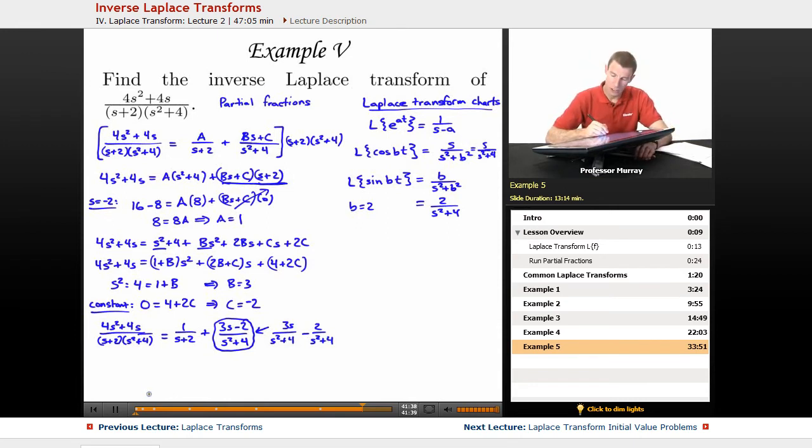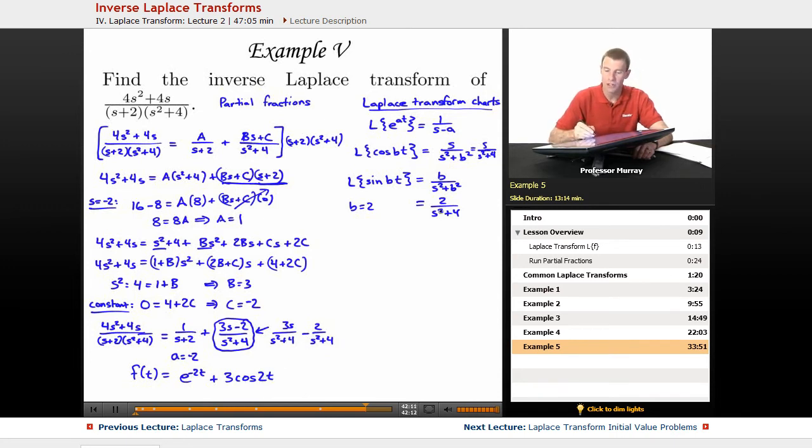And now I think I can write down my inverse Laplace transform. F of t, I see 1 over s plus 2, and I figured out the Laplace transform of e to the at is 1 over s minus a. So I guess my a there would be negative 2. So this would be e to the negative 2t. Now I have 3s over s squared plus 4. So that's 3 cosine of bt. Well, b is 2, so cosine of 2t.